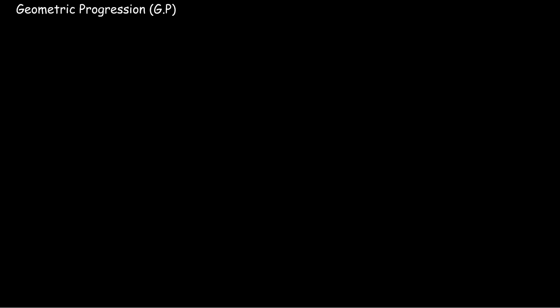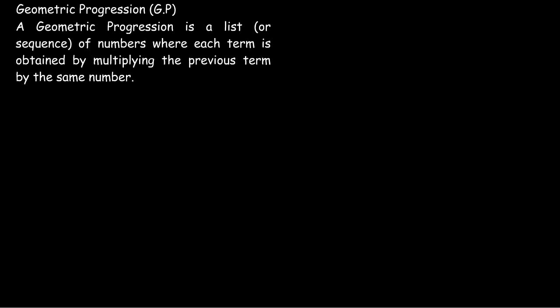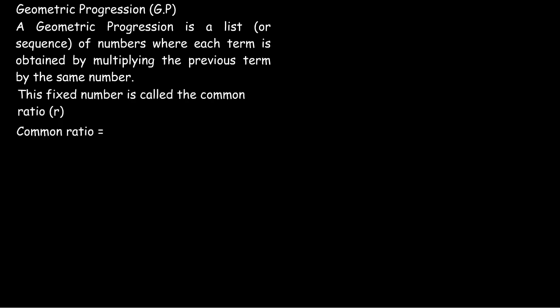Geometric progression (GP). Now a geometric progression is a list or sequence of numbers where each term is obtained by multiplying the previous term by the same number, either multiplying or dividing as the case may be. This fixed number is called the common ratio. The common ratio is gotten by the second term divided by the first term, or the third term divided by the second term, and so on and so forth, the fourth term divided by the third term. That's how we get our common ratio.